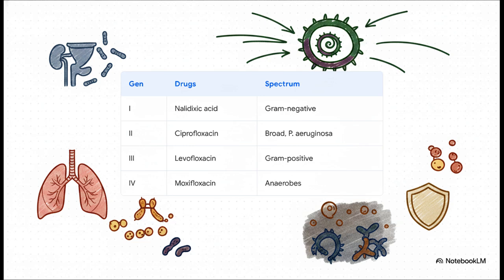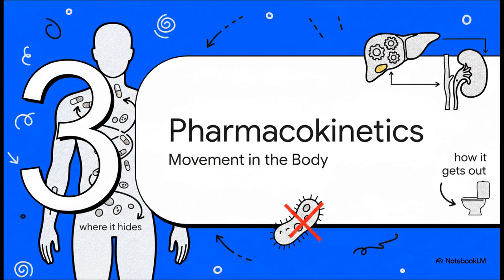But then, look at Generation 2, ciprofloxacin. This brings massive gram-negative power, particularly against the notoriously difficult Pseudomonas aeruginosa. Generation 3, featuring levofloxacin, is actually dubbed a respiratory quinolone because it significantly boosts gram-positive coverage, targeting pneumococci and atypical bugs like mycoplasma and chlamydia. And finally, Generation 4, like moxifloxacin, maintains that respiratory strength but adds a crucial new weapon, really high activity against anaerobic bacteria.